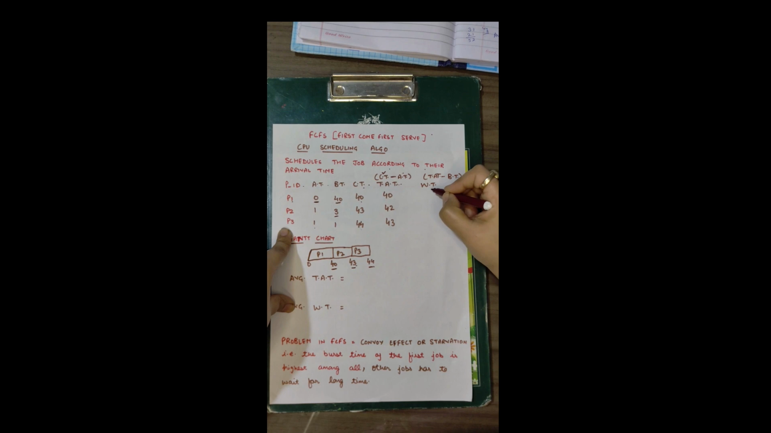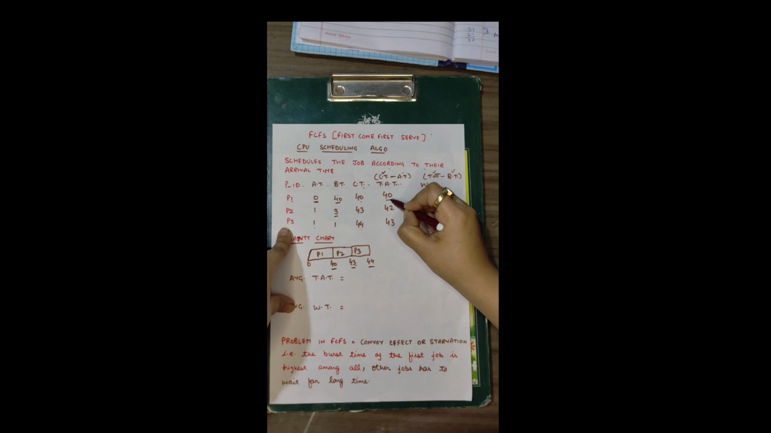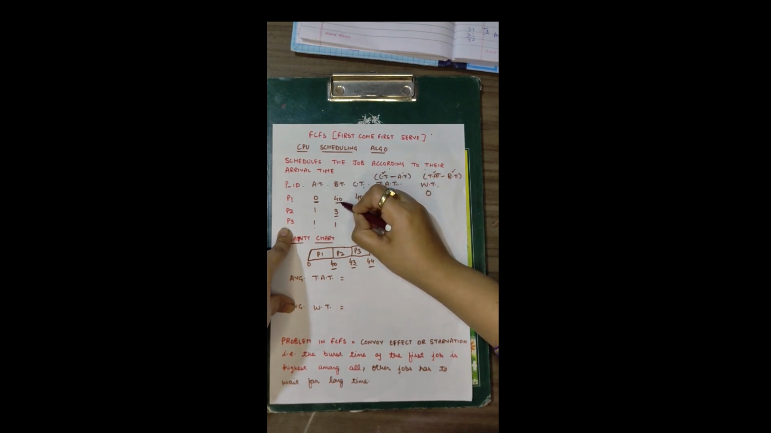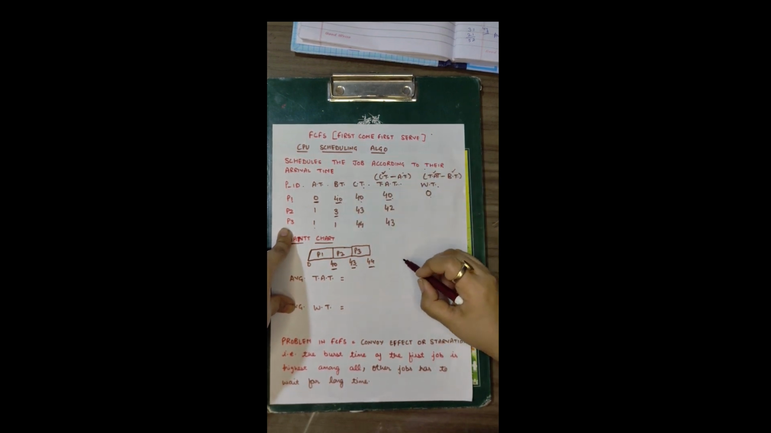Now let's calculate the waiting time. Waiting time is the time for which a particular process is waiting for the processor and it can be calculated by subtracting the burst time from the turnaround time. So we have the turnaround time with us. Waiting time for P1 is 40 minus 40. For process P1, waiting time will be 0. 40 minus burst time, that is 40. The waiting time will be 0.